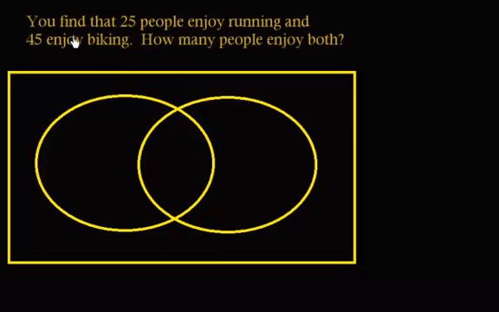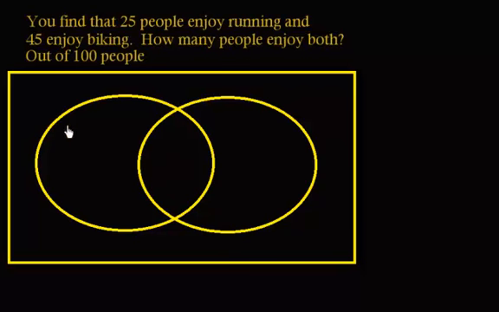We find that 25 people enjoy running and 45 people enjoy biking. The question is, how many people enjoy both? And I forgot to mention, but it is out of 100 people. So you surveyed 100 people, this is what you find. Now, how many people enjoy both? We're looking for this region right here.